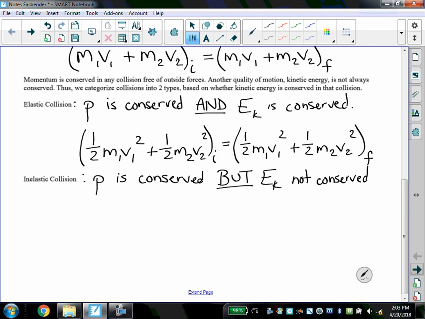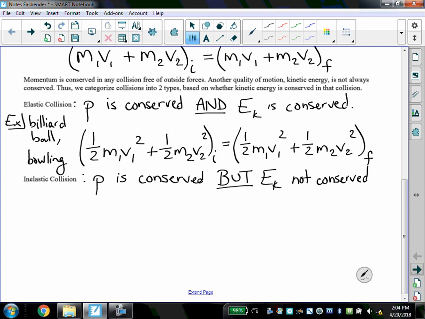So how are you going to know whether or not your collision is elastic or inelastic? Well, there's a couple of things that we can remember. For elastic collisions, we're talking about things like billiard balls. So if you're playing pool, those balls on the pool table, whenever they hit each other, we would consider that to be an elastic collision. Same thing with bowling. When the bowling ball hits the pins, we would expect that both the kinetic energy and momentum would be conserved in that collision.